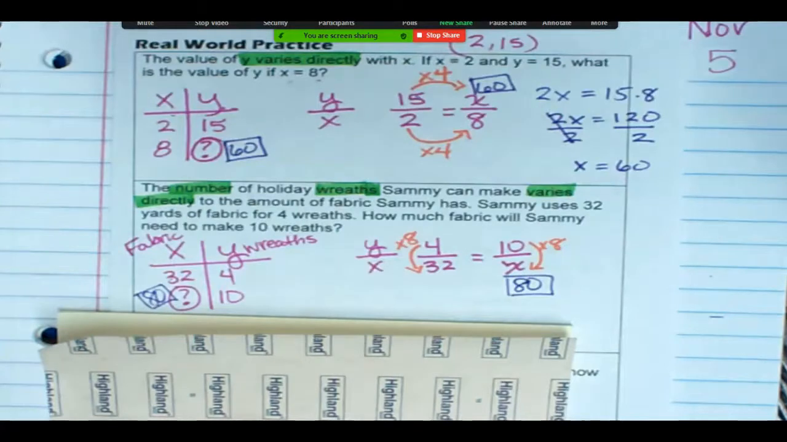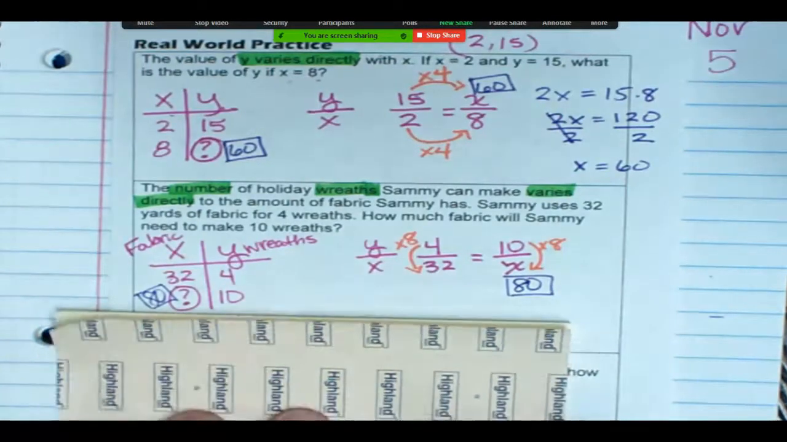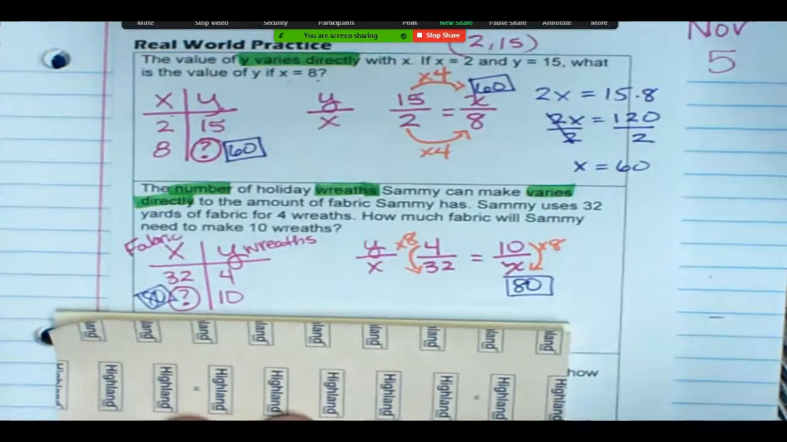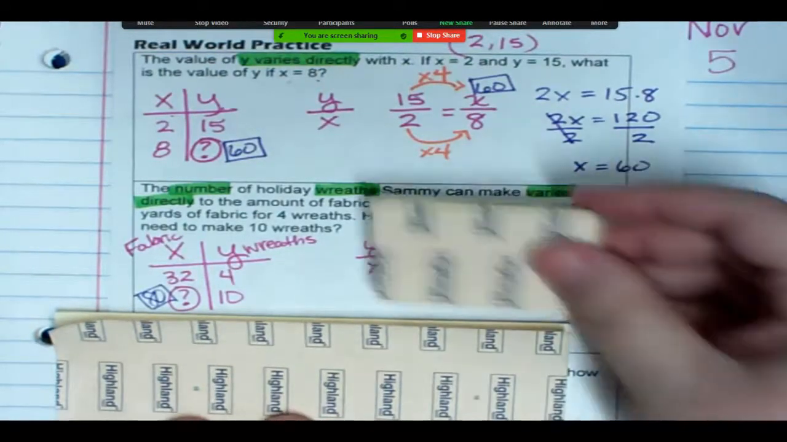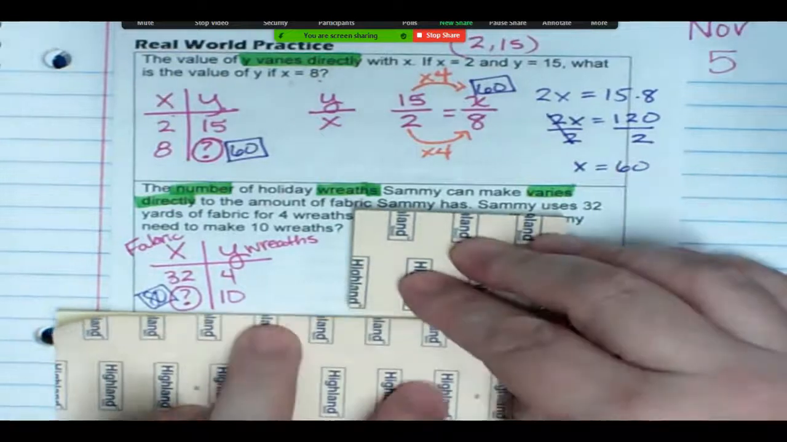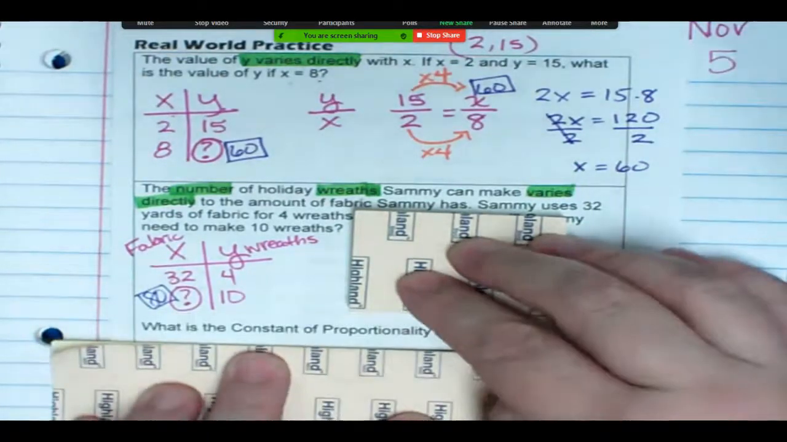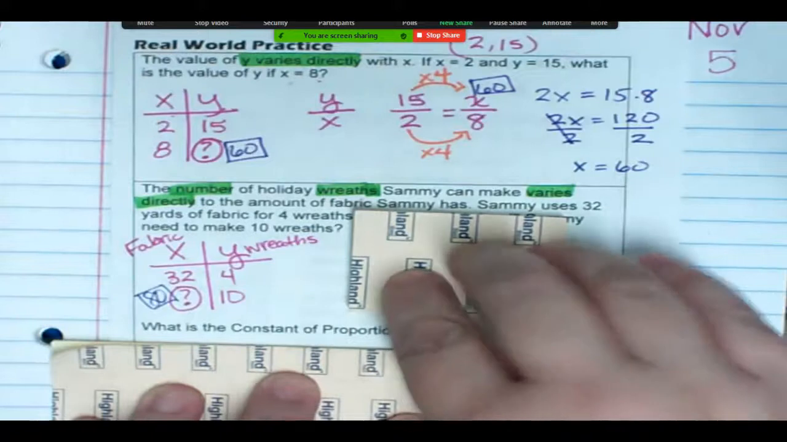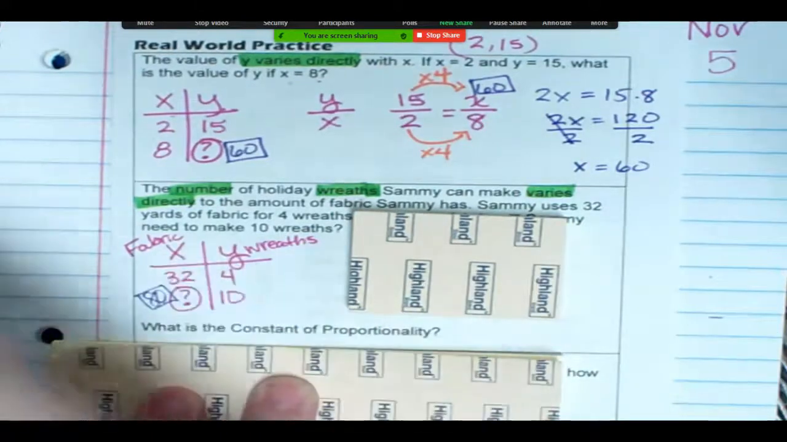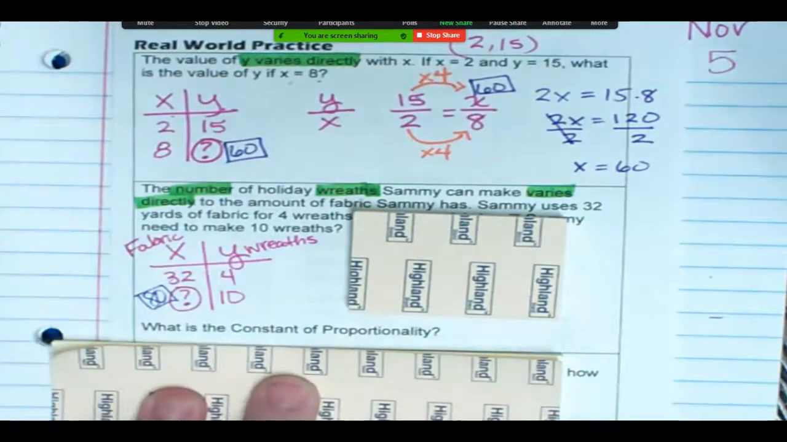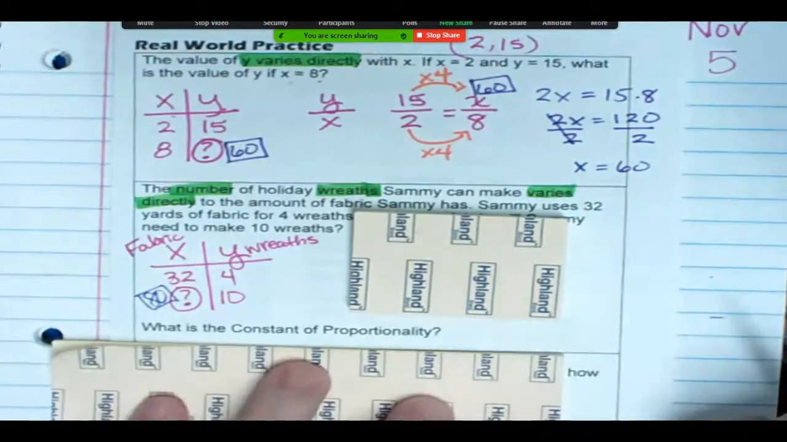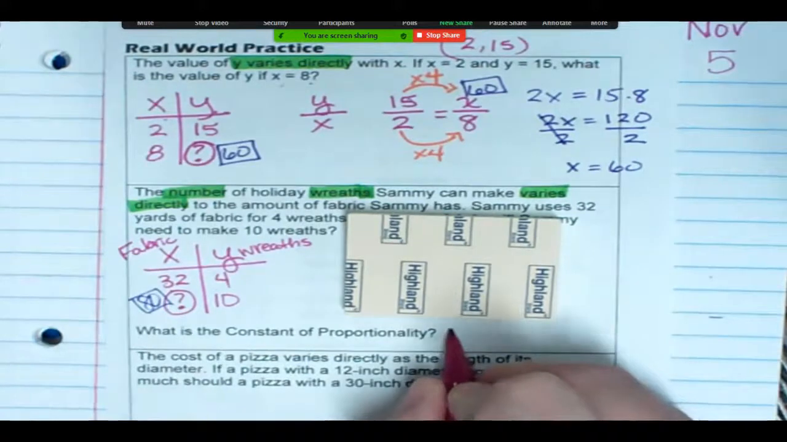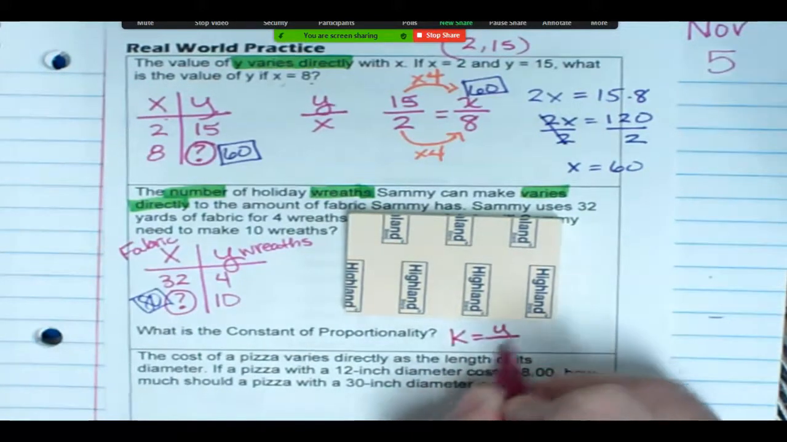Now, that's one way they might ask the question. They might also give you this same information, but instead of asking for the final answer, they may say, what is the constant of proportionality? Well, since I have my XY table set up, all I got to do is plug it into the constant of proportionality formula. So how do I find constant of proportionality? K equals y divided by x.